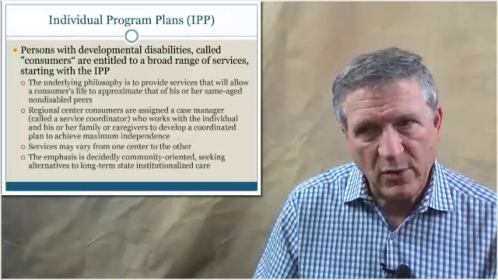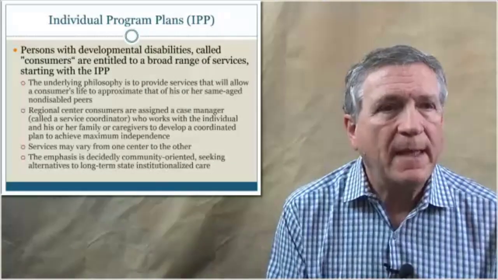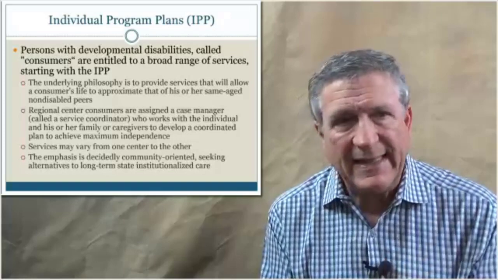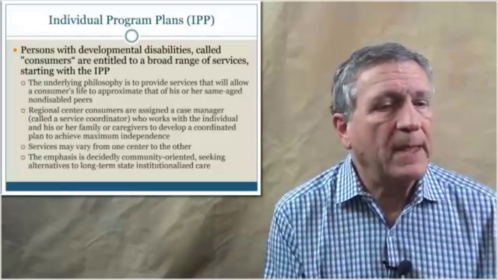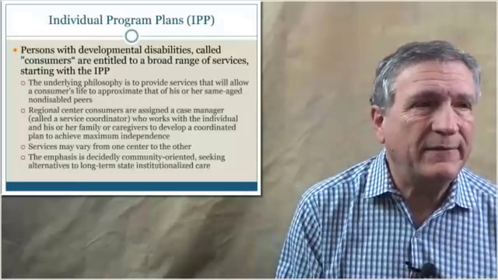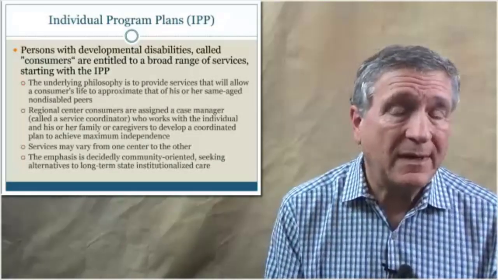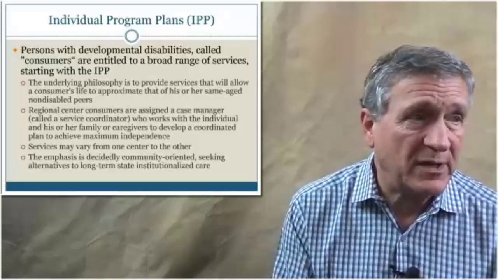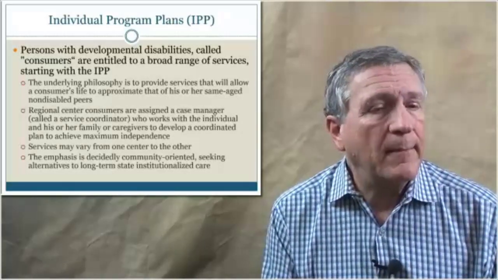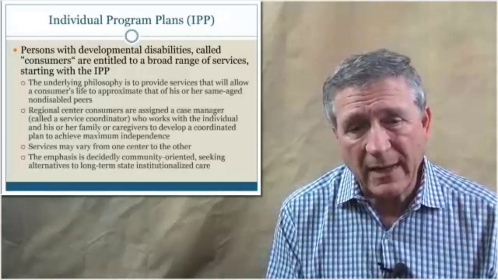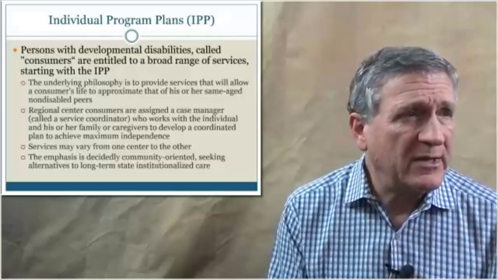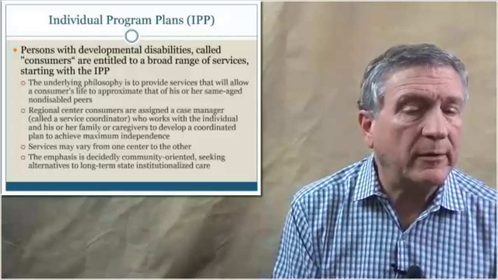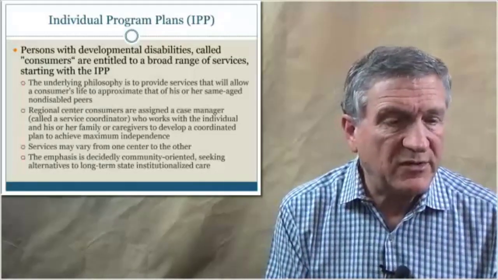Now, a consumer can move from one part of the state to another part of the state, and the IPP is to follow them. In other words, the services that were agreed to in the original regional center, those services are to be honored by the receiving regional center until a new IPP can be written, and those services are to be provided the best they can be in the new regional center. It could be that there's not a vendor that provides that same service. But that's why it'd be important to call for an IPP meeting immediately upon moving to a new area so that you could review the services that were in the original IPP and how those services can be provided in the new regional center or other services developed to meet the needs of the consumer.